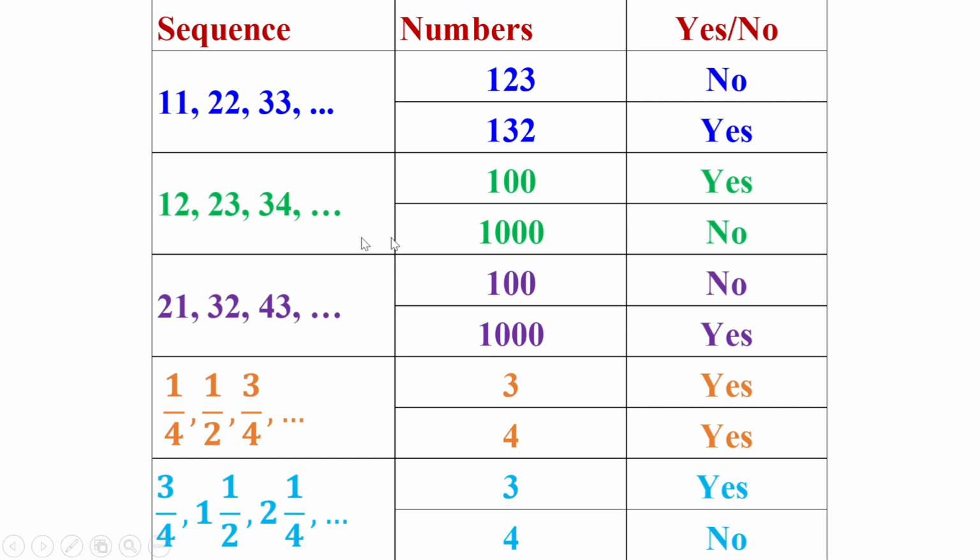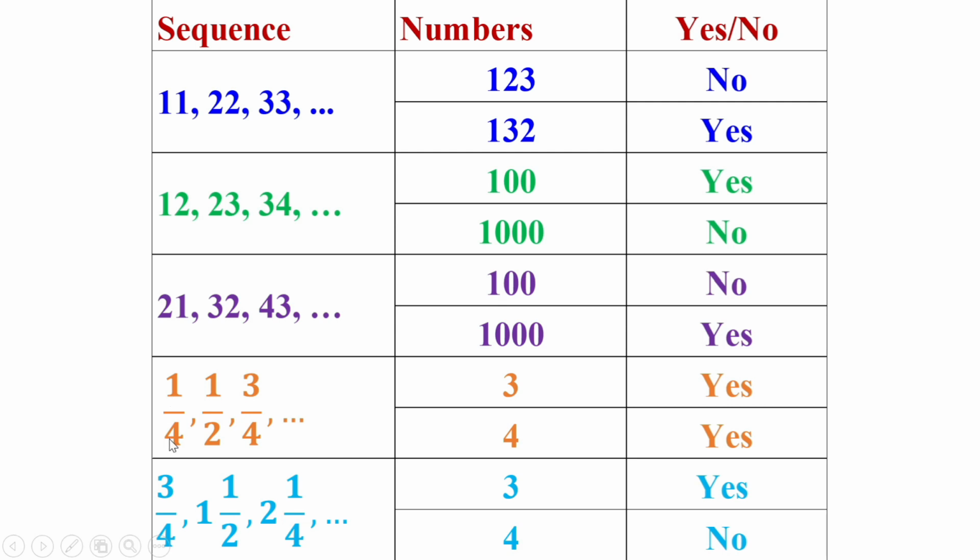It is not a multiple of 11, so it is not a term of this sequence. Now the third sequence, 21, 32, etc., again 11 is the common difference. 100 minus 21 is 79, which is not a multiple of 11, so it is not a term. 1000 minus 21 is 979. It is a multiple of 11, so it is a term of this sequence.